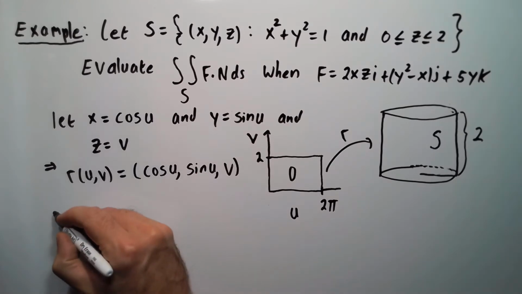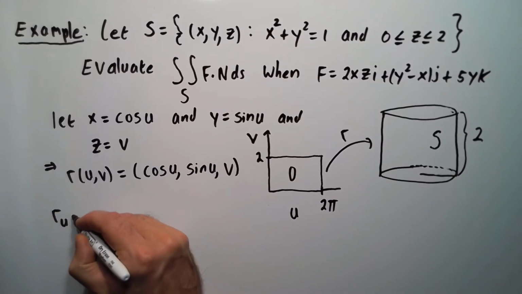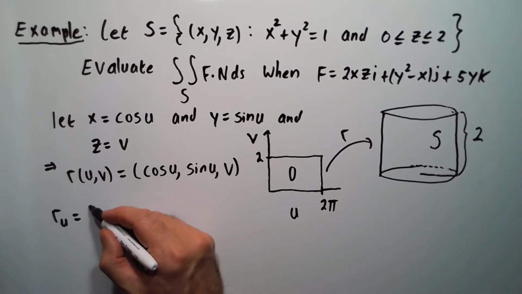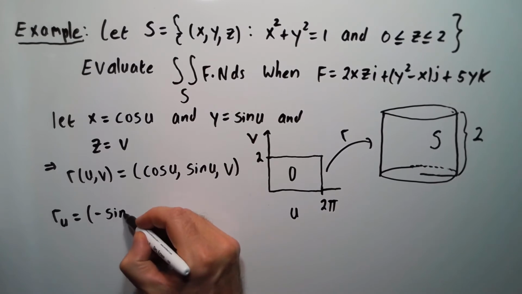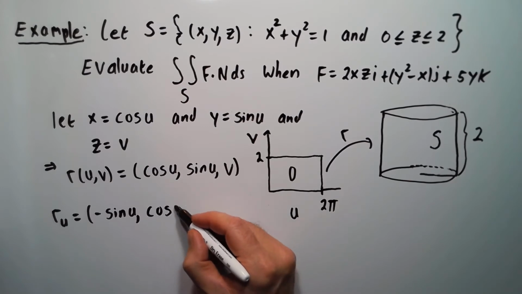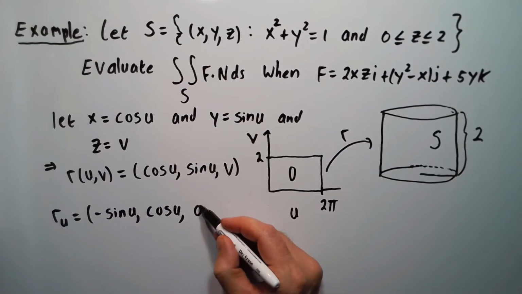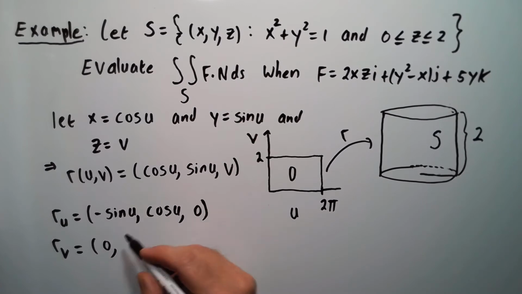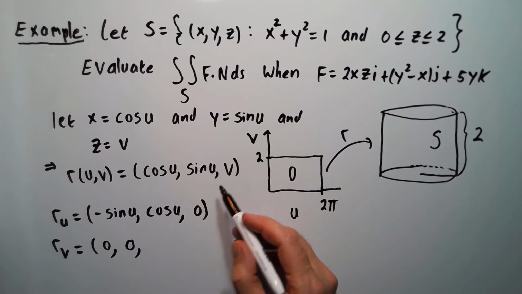Now let's find the partial derivative of r with respect to u. The derivative of cosine is minus sine, the derivative of sine is cosine, and the derivative of v is 0. Let's also find the derivative of r with respect to v. The cosine doesn't have a v, so it's 0. The sine doesn't have a v, so it's 0 also. And the derivative of v with respect to v is 1.